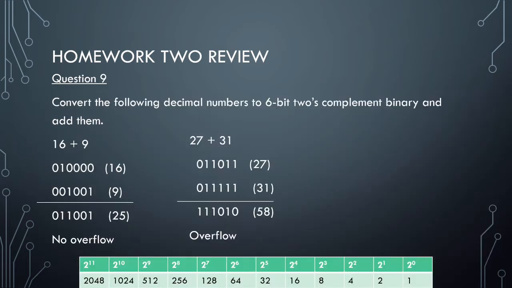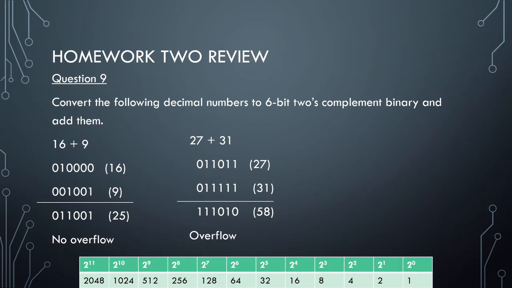The next question that we'll be reviewing from homework 2 is question number 9. This involved converting decimal numbers to their 6-bit 2's complement if necessary, and then adding them. I was surprised that many students had incorrect answers for this question. Most of you were able to successfully convert to 2's complement, and most of you were also able to successfully add two binary numbers, but for some reason when it came to putting those concepts together, there was some faltering. So we'll go ahead and review those now and hopefully be able to clarify some things.